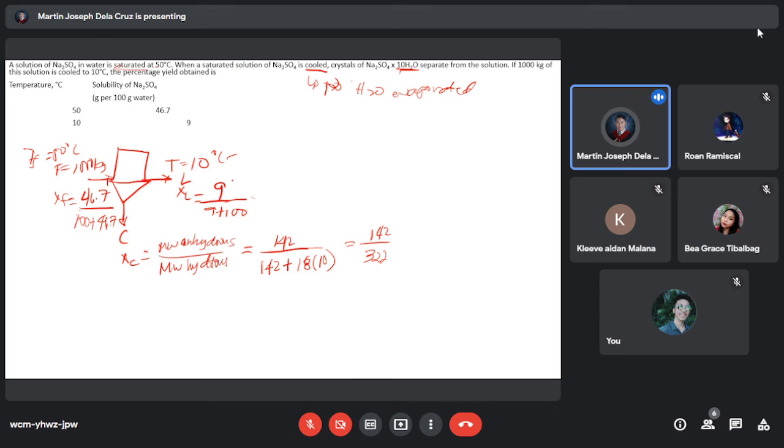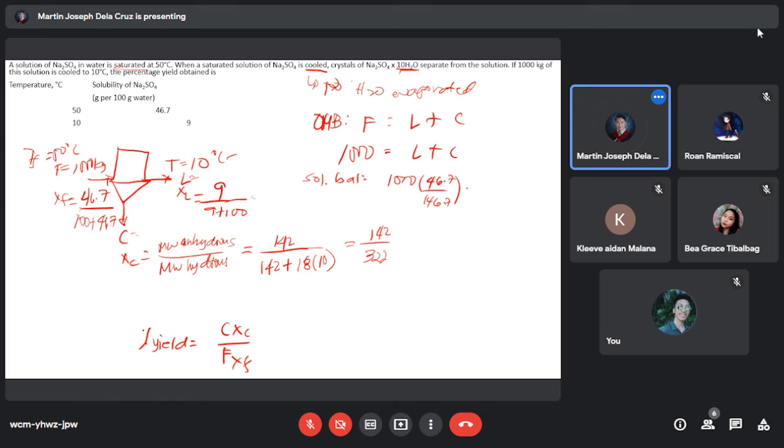So ang hinahanap natin is percentage yield. So percentage yield natin is C XC over F XF. So in here, class, you have OMB and solute balance, two equations, two unknowns. So we can get your L and C using your OMB and solute balance. If we're going to get your OMB, class, F is equal to your L plus C. So 1,000 equals L plus C. If we're going to use your solute balance, 1,000 times 46.7 over 146.7 is equal to 9 over 109 L plus 142 over 322 C. So what is your L and C?